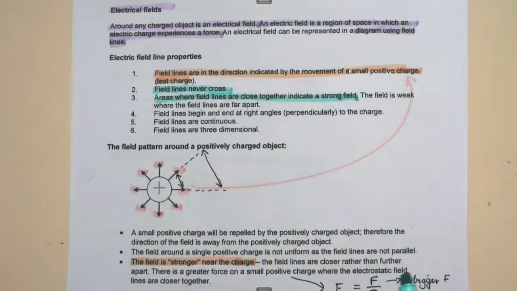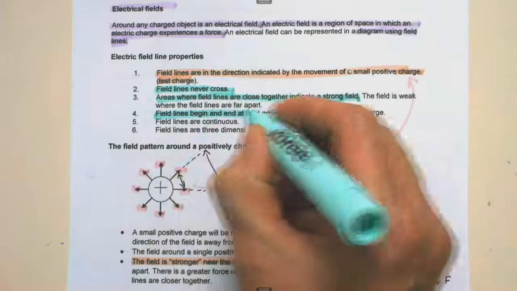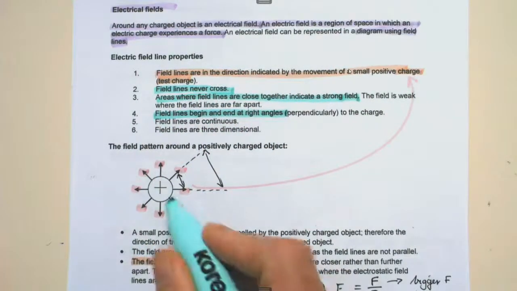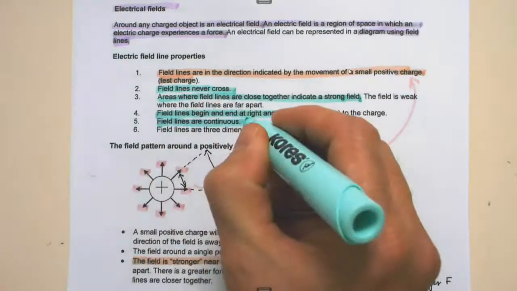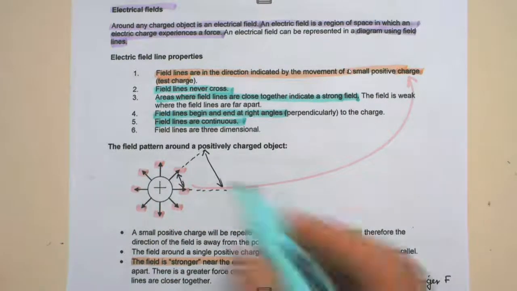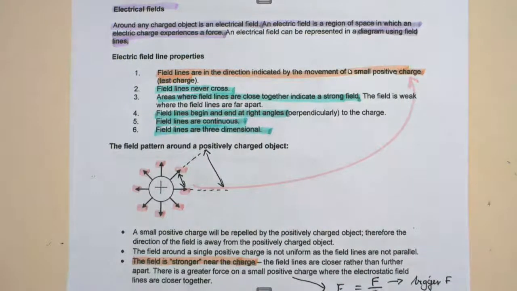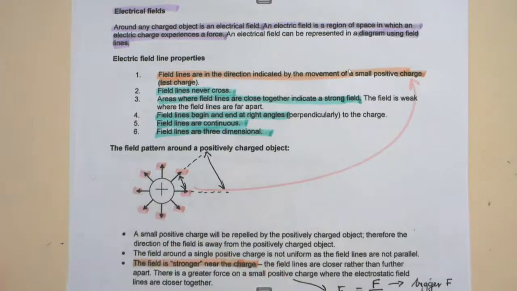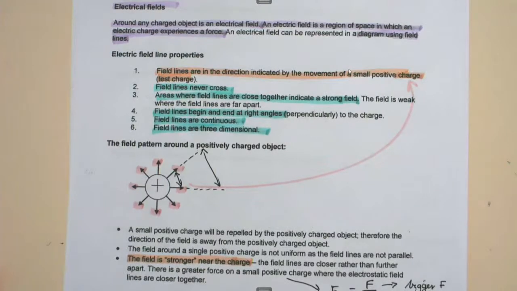Okay, then the field lines begin and end at right angles, so they must leave that charge or that object at right angles. That's why we try to draw it so that it makes right angles with the charge. Right, and then our field lines are continuous. In other words, they go on. They don't stop where I choose not to draw them anymore. And then the last thing is, remember, this is three-dimensional. So we've drawn it here in 2 dimensions, but you must also realize there are going to be field lines coming out of the page and going into the page all around that sphere in 3 dimensions. So those are the properties of our electrical field lines.